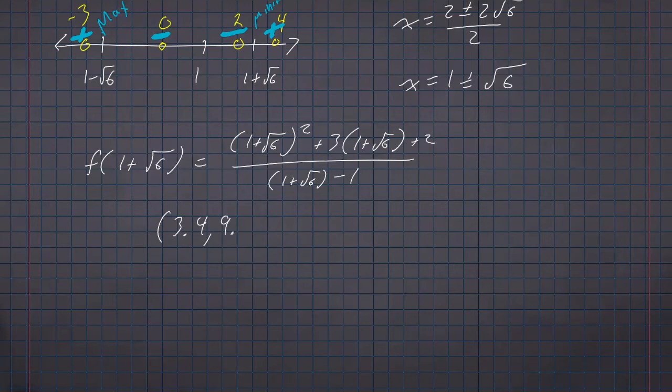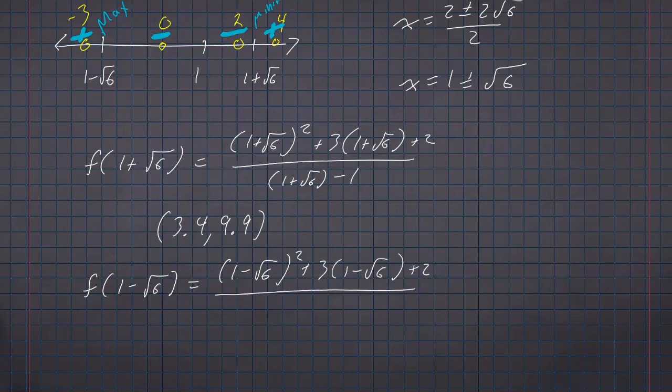and that's going to be 9.9. And then I can also evaluate f at 1 minus the square root of 6, which is the same thing, just with minuses. And I get that that's negative 1.4 and 0.1. All right, so with that, I have a couple of extra points I can plot.